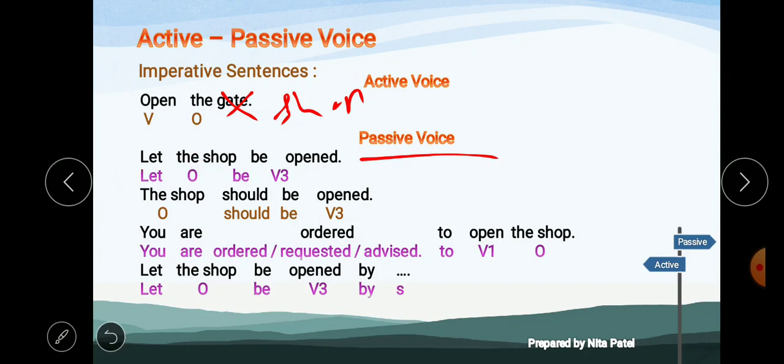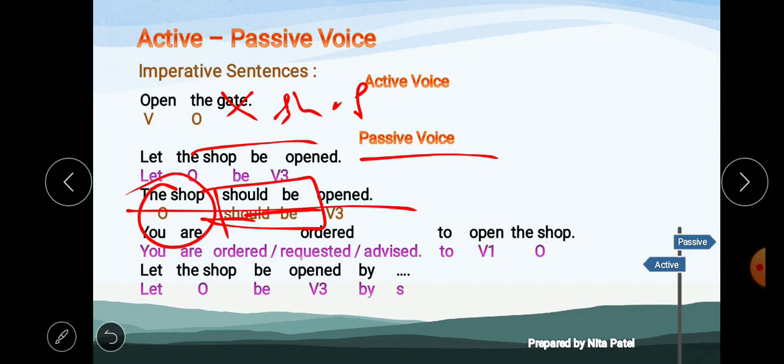Next, second one is that the shop should be opened. The shop should be open. So here, it is like the basic whatever we are doing from the beginning into active passive, the same thing is there. We just have to find our object, the shop is the object, so we just have to put the shop in the beginning. Now we have to use should be. Now it is compulsory, so the shop should be, V3 form will come here, open. The gate should be open, the shop should be open, the gate should be open, like this.